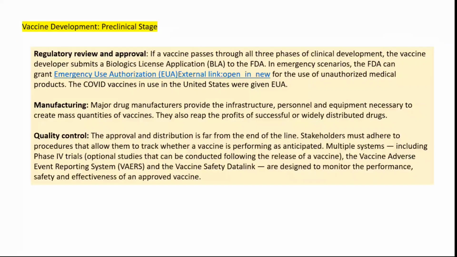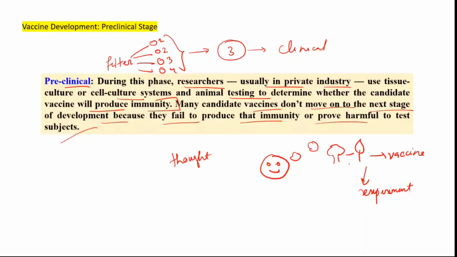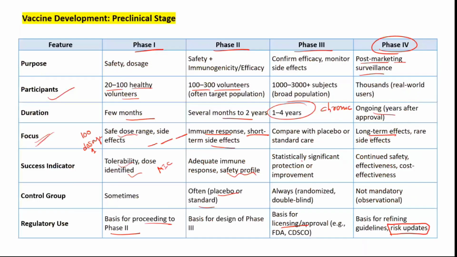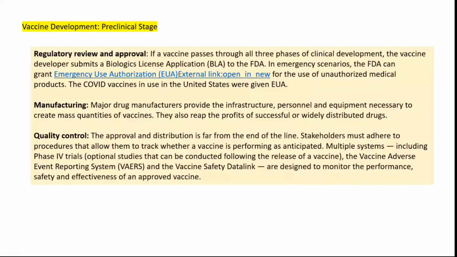Now regulatory review and approval. As I told you, the first step was exploratory, the second step was preclinical, the third step was clinical, and after the clinical we have some regulatory bodies which will review your application. So regulatory review and approval. If a vaccine passes through all three phases of clinical development, 1, 2, 3, you have passed all, the vaccine developer submits a biological license application, known as BLA, to the FDA.